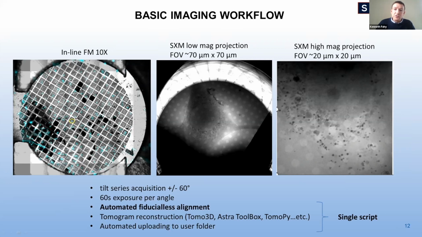So acquisition is done over plus or minus 60 degrees with about 60 seconds exposure per angle. We then employ a single script for alignment, reconstruction, and uploading of data to a user folder on Dropbox currently. So within about an hour of data acquisition, the remote customer has the raw data and reconstructed volume associated with a given cell candidate.